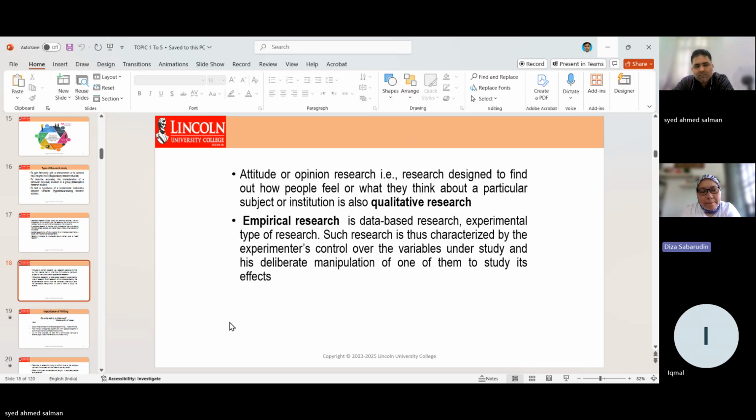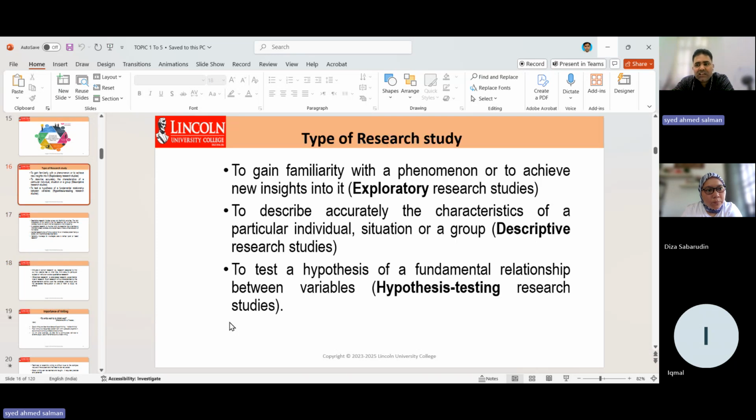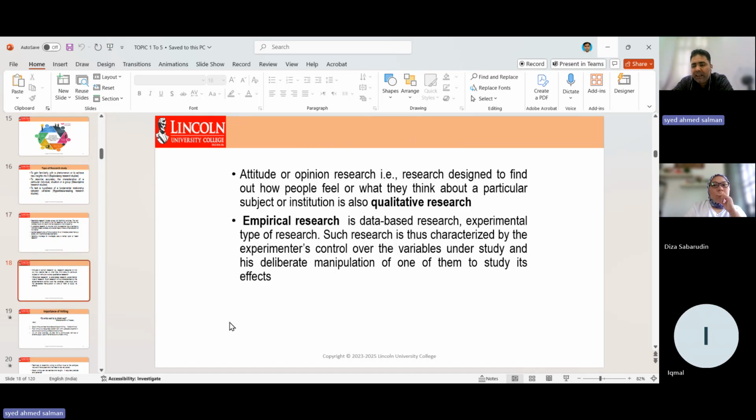No, sir, clear. If you are clear, why don't we discuss every research in detail? Is that okay for you? Sure, sir. Okay, first we will discuss exploratory, then descriptive, then hypothesis, then analytical, then applied, then qualitative, then empirical.